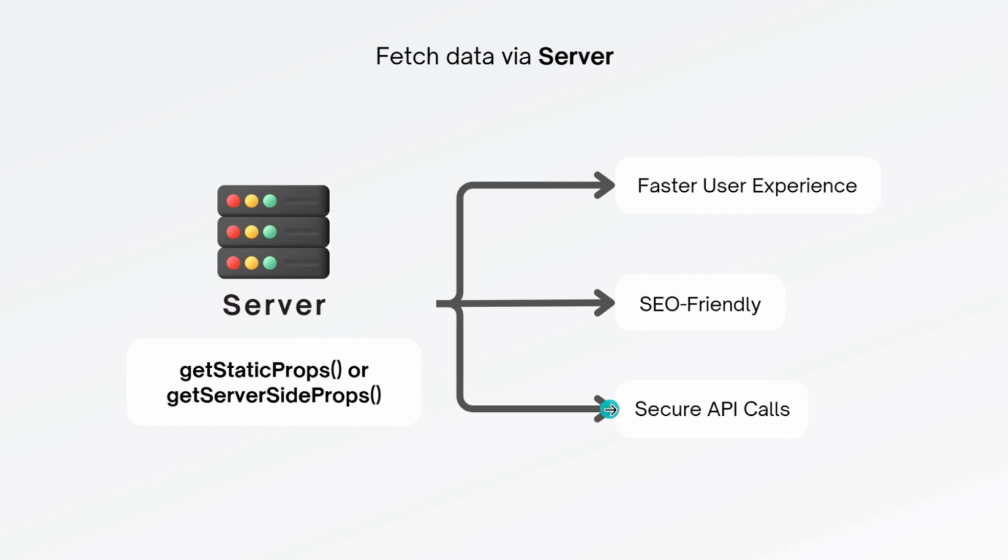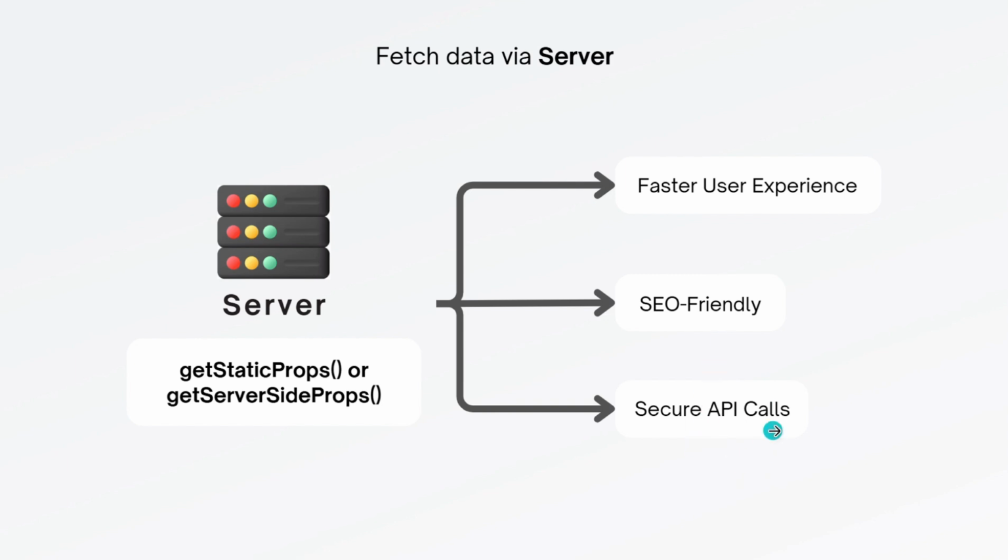Let's break down why fetching data on the server is often a better choice. First of all, we have a faster user experience, where the server fetches the data before sending the HTML to the browser. When the user lands on your page, they see fully loaded content and no waiting for API calls. It is also SEO friendly, since the data is fetched on the server, so search engine bots can crawl the fully rendered page. This dramatically improves your site's discoverability.